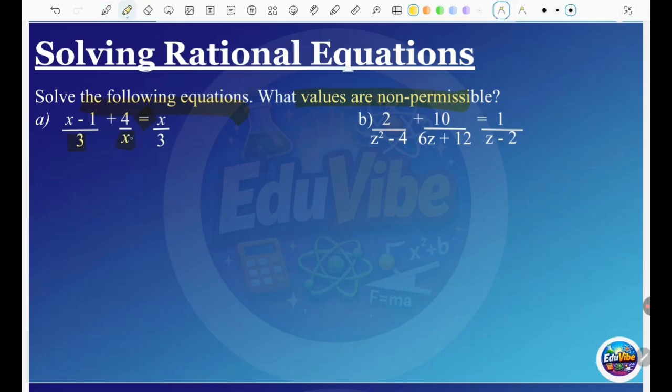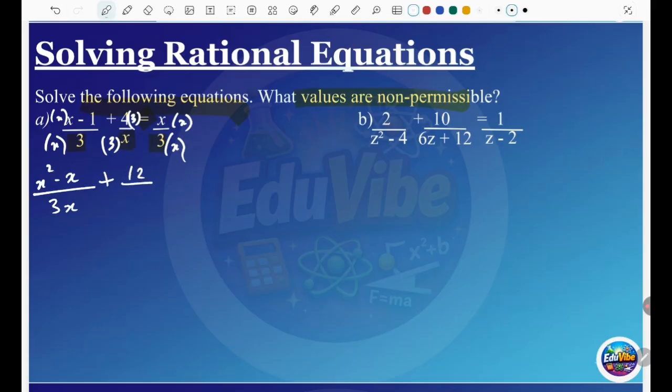Basically, the denominators are not the same. So first we have to get the same denominator. For the x minus 1 over 3, we have 3 and 3, so this has to be multiplied with x, and the numerator too. And the center one, 4 divided by x, has to be multiplied by 3, that also with 3. To get the same denominator, we have 3x. So when we have the same denominator, then we have to solve this. So x squared minus x upon 3x plus 12 upon 3x is equal to x squared upon 3x.